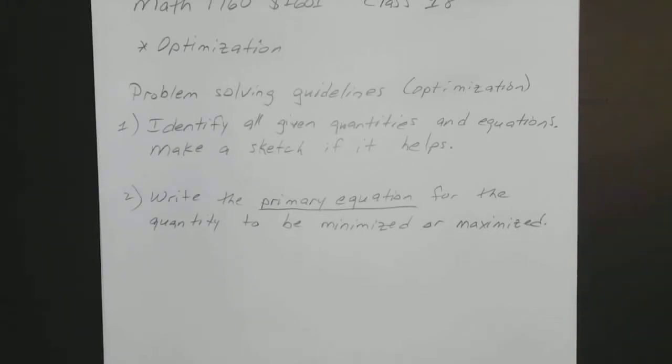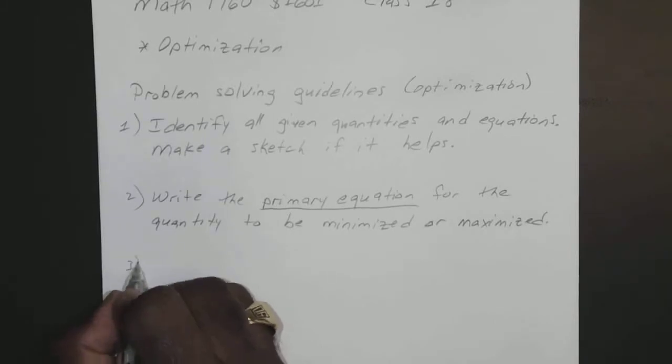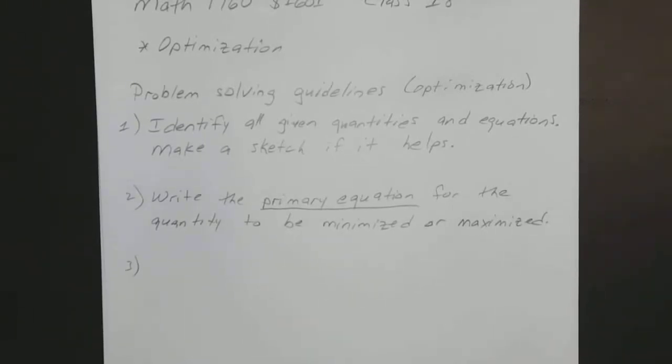Okay. Now the third step is you want to reduce the equation that you have for your primary equation to a function of one independent variable. So if you have two variables, you want to find some way to make it just have one variable. So you don't want it implicit, you want it explicit. And I'll show you what I mean by that in the example.